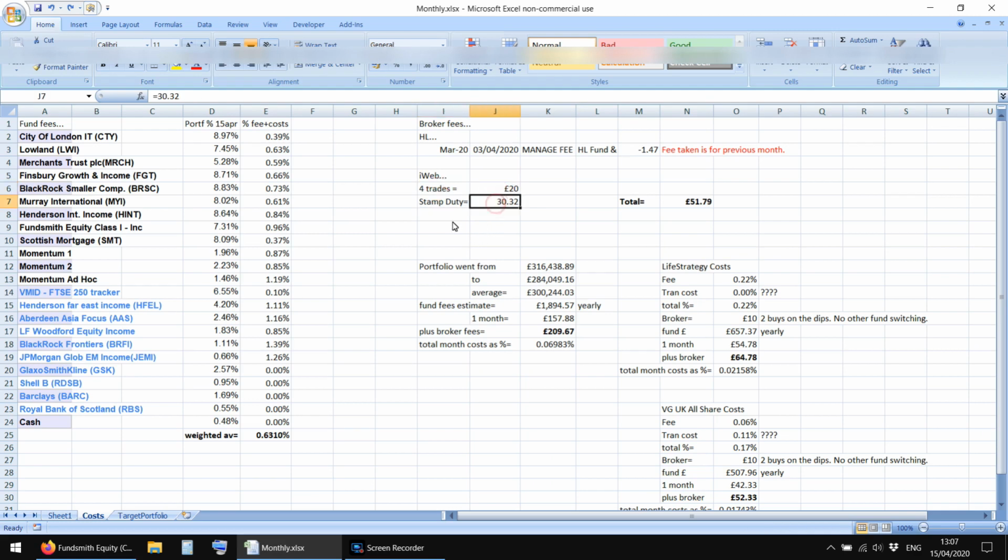And then the stamp duty on one of those trades, I bought Henderson International Income, because that's a share, it had stamp duty of £30.32. So the total brokerage fees was £51.79.